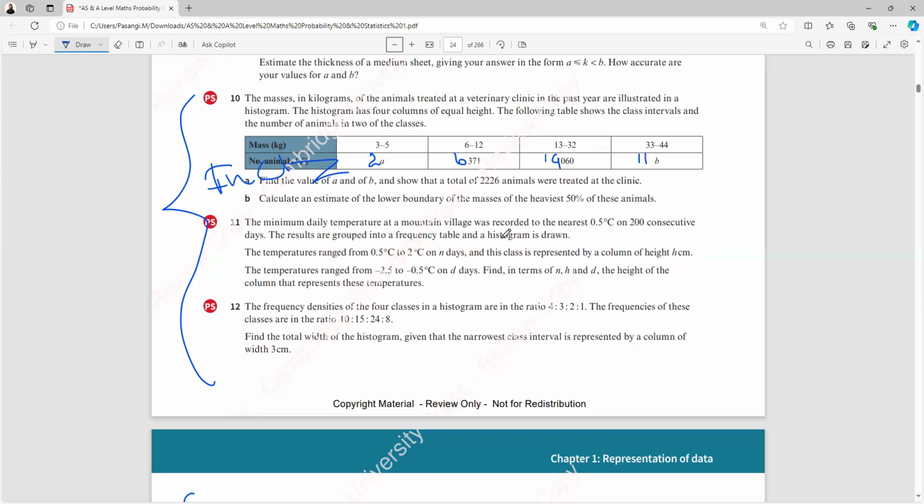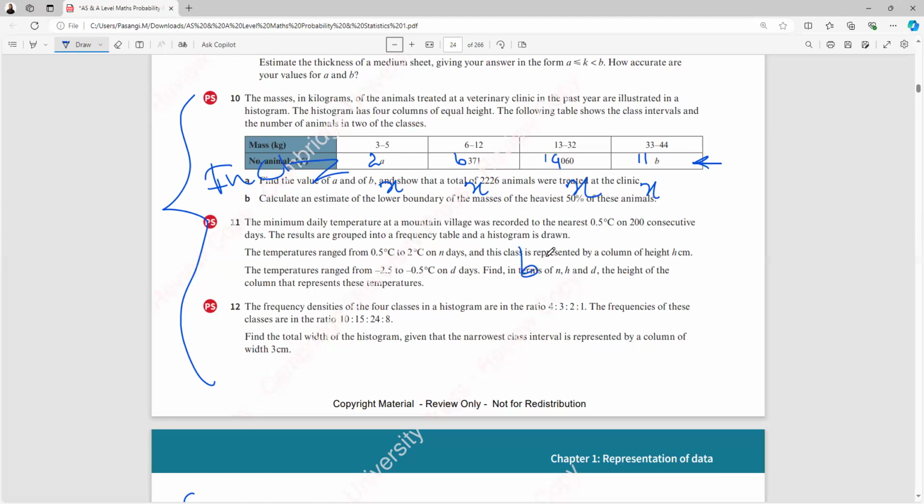And then for all these values, we have a common column height. I'll put that height as x, since it's the same height for all of them. These are the frequencies. So if we multiply this width by height, it equals these frequencies. That's how that equation works.